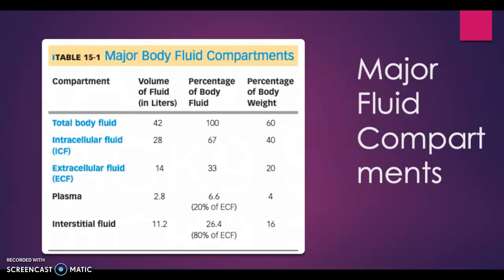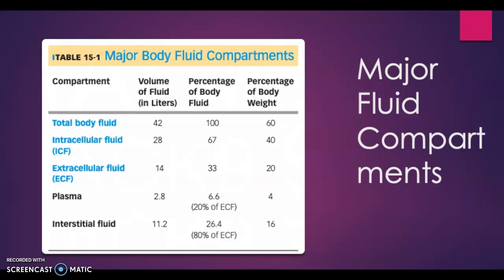So this is my first table, and this table is major fluid compartments. The first major compartment is the intracellular fluid, ICF. ICF has a volume of 28 liters of fluid. The percentage of body fluid is 67, and the percentage of body weight is 40.